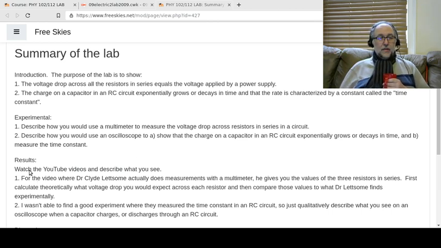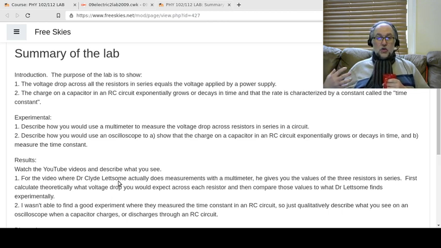All right, and the results, for the, I guess his name was Letzum. Dr. Clyde Letzum, he actually does this measurement, and in that video you will see the resistor values, and you will see the voltages that he measures. So what I want you to do in your results section is use the theory that I just showed you to calculate the voltage drops that you would get across the three resistors, and see if it's what Dr. Letzum got when he actually did the measurements.